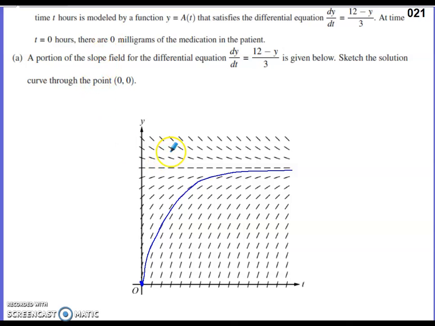In part A, they give us a slope field, and they ask us to sketch a solution curve through the point (0, 0). So you're going to start at (0, 0) and just use the line segments that you see within the slope field as a guide to draw your curve. What you would not want to have happen in a situation like this, you notice I've leveled off at this horizontal portion of the slope field.